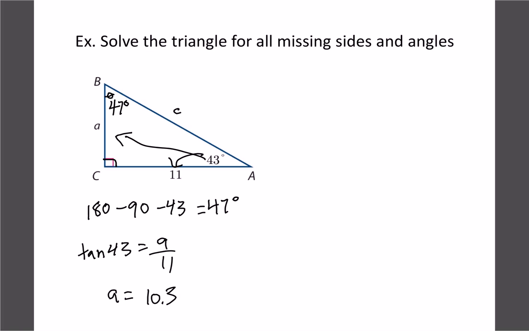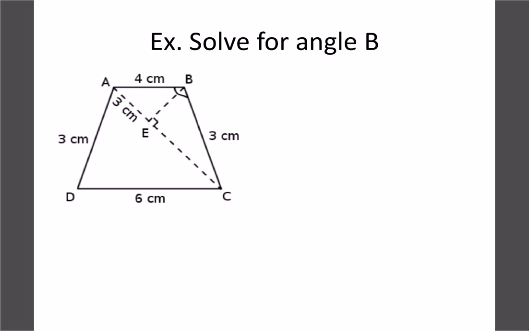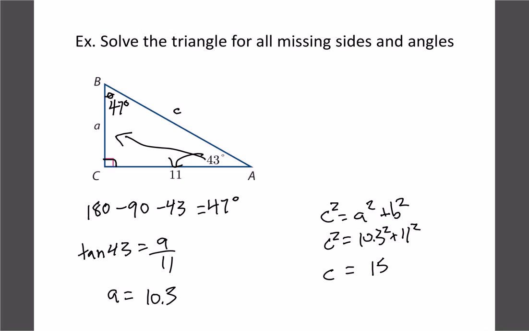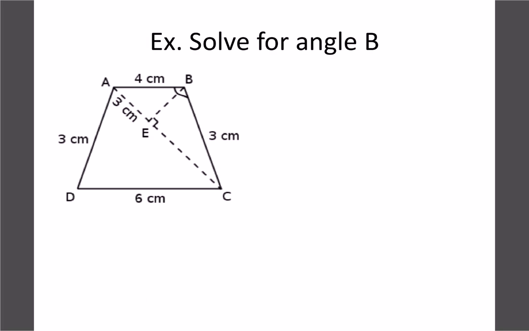And once we have that, we can find C. Let's just use Pythagorean theorem for C. So that would be 10.3 squared plus 11 squared, and then we square root our answer. And that gives us about 15. And that's it. So for any of these kind of questions, if you're just basically solving, using any of SOHCAHTOA, Pythagorean theorem, or the 180 rule works fine.